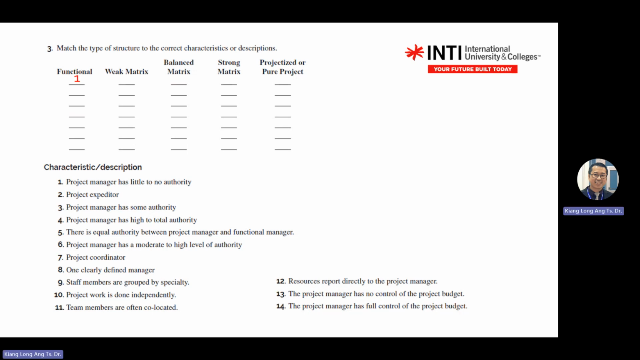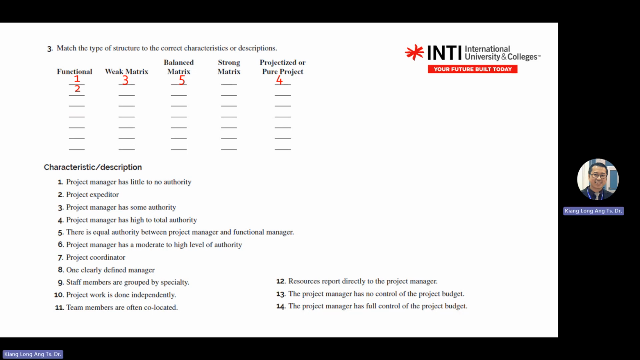Okay. So if the PM has no authority, then it's functional. Project expeditor, functional. Project manager has some authority, some will be weak. Has high to total authority, that's projectized. There's an equal authority, equal, balance.